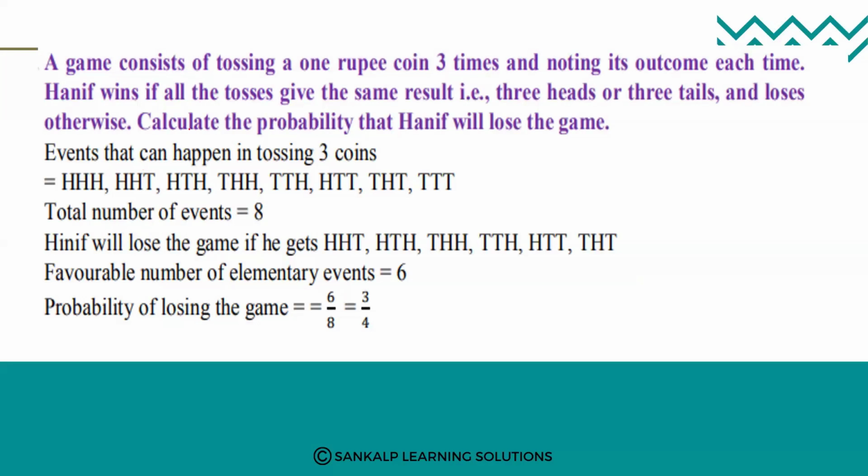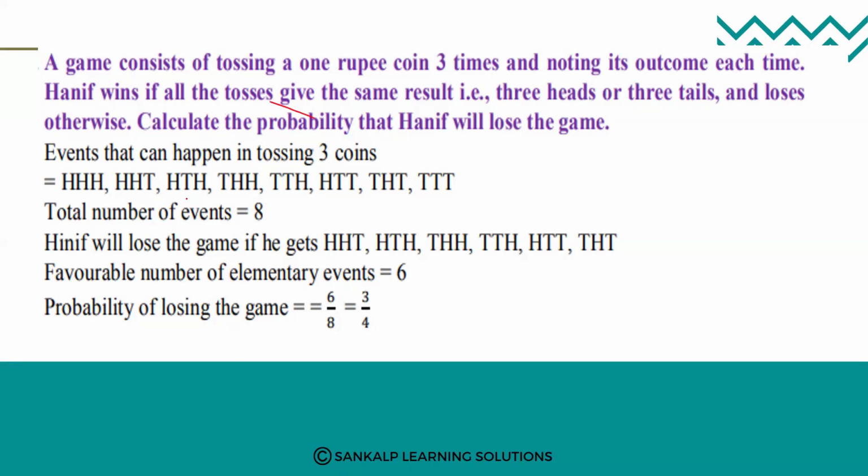time. Hanif wins if all the tosses give the same result, that is 3 heads or 3 tails, and loses otherwise. Calculate the probability that Hanif will lose the game. So when you are tossing 3 coins, how many outcomes will you get? HHH, that is head, head, head, and HHT, HTH, HTT, THH, THT, TTH, and TTT. So the total number of events is 8.